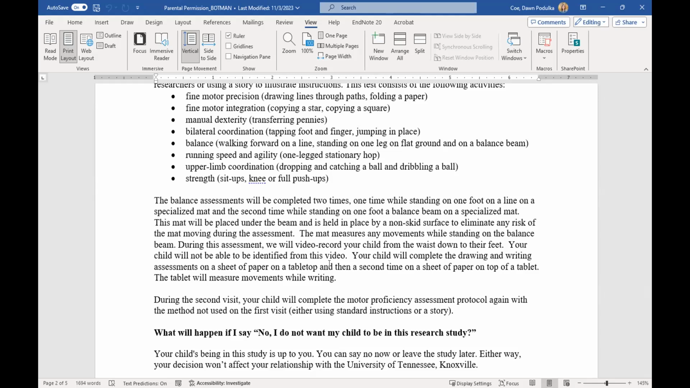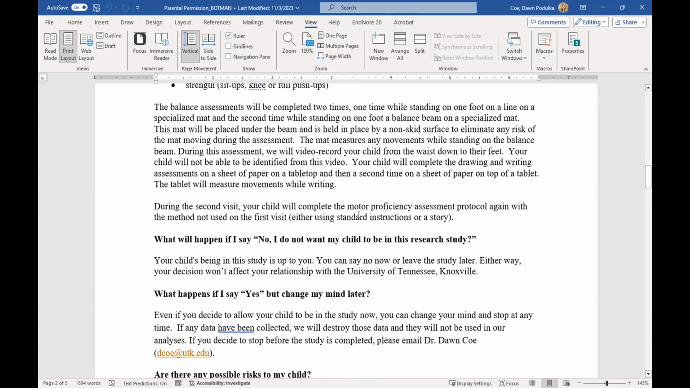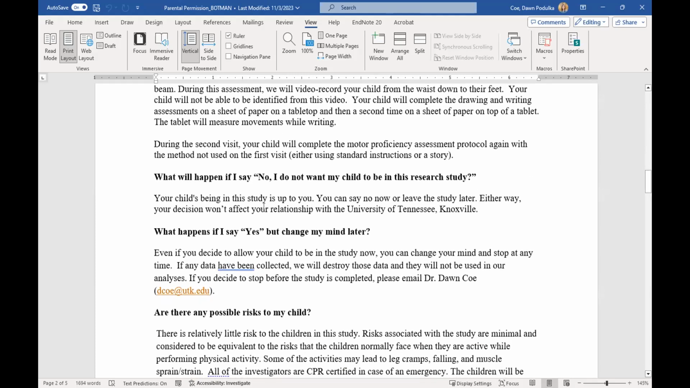And then an extra thing that we added is that they will write, in terms of their fine motor skills, on a tablet using a special pen, so that we can analyze how much pressure they put while they're going through these different writing tests. And then we talk about what they're going to do on their second visit. If they say no, again, it doesn't affect their relationship with us. And we've also included a statement that it does not affect the relationship with their school.